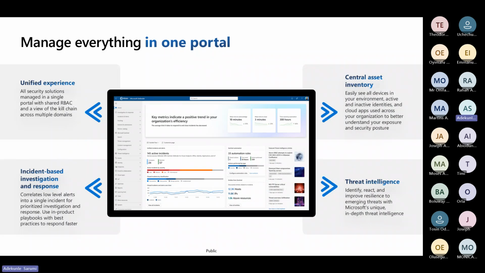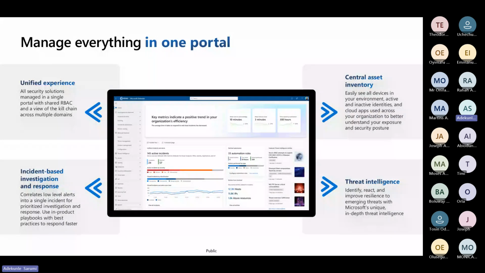So if I'm realizing that there's an attack, I don't have to start going to different portals to check where this attack is coming from. Just from my incident page, I can easily see the kill chain and see how the attack may have come in and how it has also been automated and responded to. So there's a unified experience that comes with this.